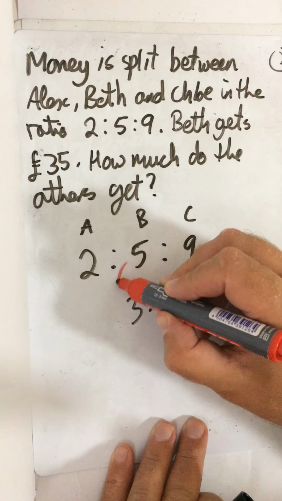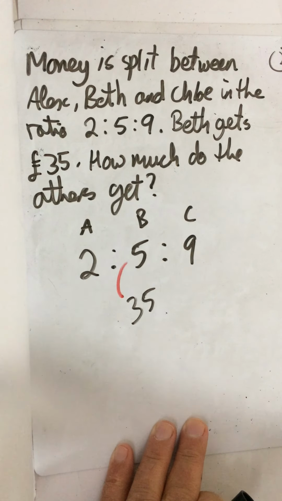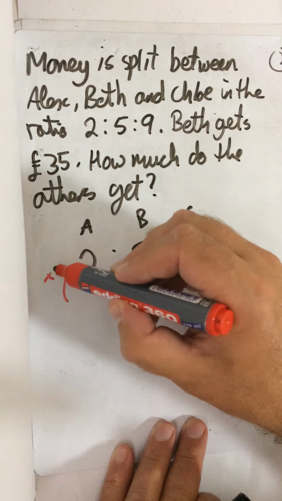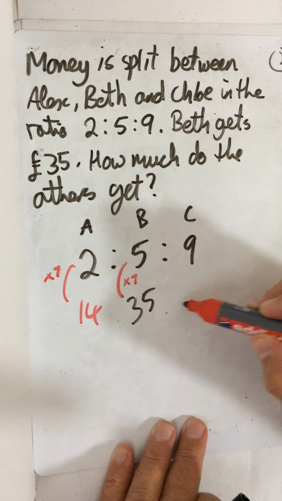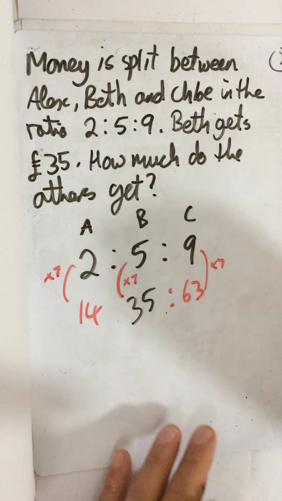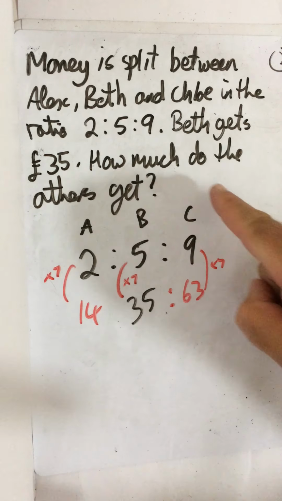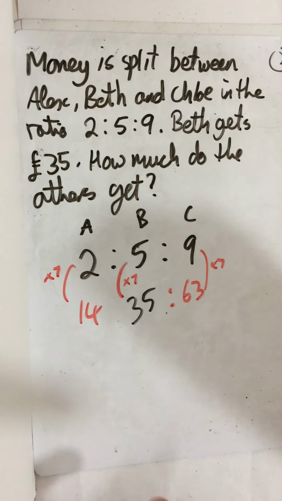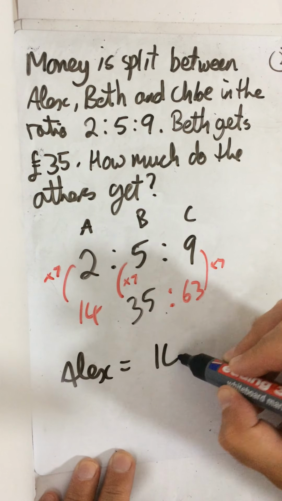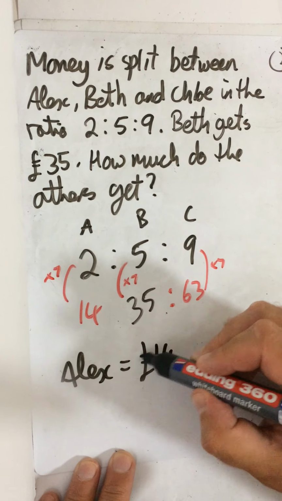So, how much am I expanding it by? Yes, times it by 7. So I do the same here: 14. And I do the same here, times 7, 63. So the question's asking, how much do the others get? So the answer to this is Alex equals £14.